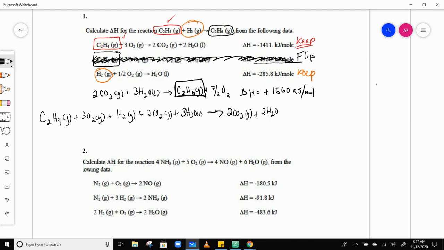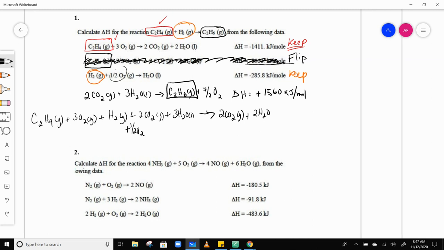Oh, I forgot the 1/2 O2 here, didn't I? H2 plus 1/2 O2. My bad. You have to make sure you account for everything, because we want to make sure the stuff that we don't need cancels out. I'll show you what I mean in a second. 2H2O plus another H2O. They're both liquids. Plus C2H6 plus 7 halves O2. Sorry for my sloppy handwriting here.